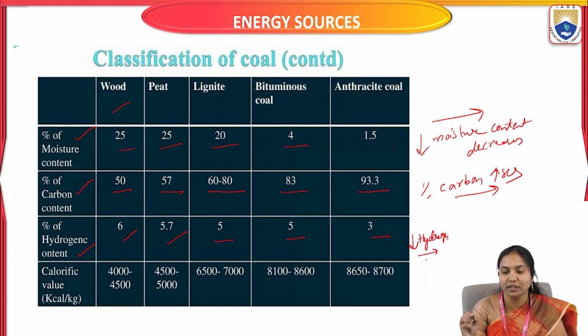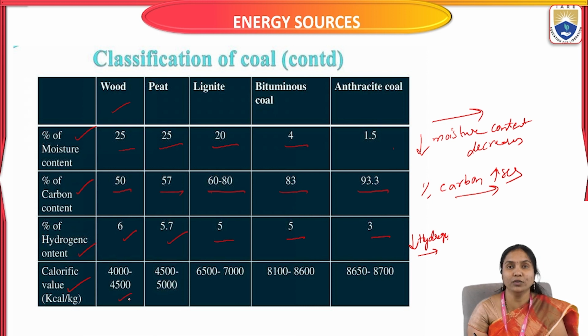Hydrogen percentage decreases. And finally, calorific value. Calorific value means how much heat is liberated during the burning of one unit mass of fuel. It is important, so a good coal always contains a high calorific value. In this conversion of wood to anthracite coal, we'll now discuss how much calorific value is present.